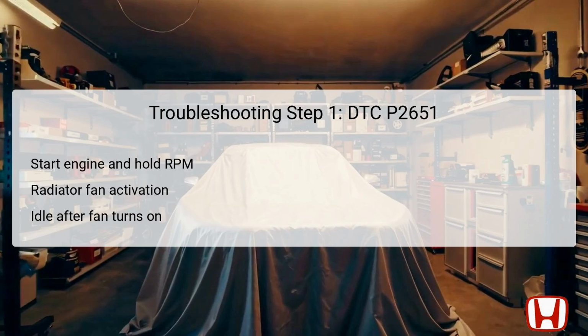For the first troubleshooting step regarding DTC P2651, you need to start the engine and hold the engine speed at 3,000 revolutions per minute, RPM, while the vehicle is in either the park, P, or neutral, N position. This step is crucial because maintaining a specific RPM allows for the VTEC system to engage. Keep the engine at this speed until the radiator fan activates, which usually occurs as the engine heats up.